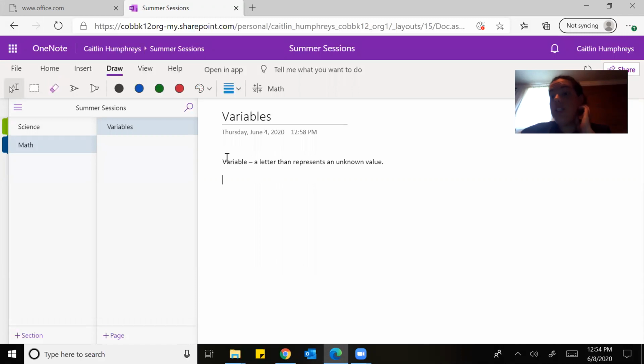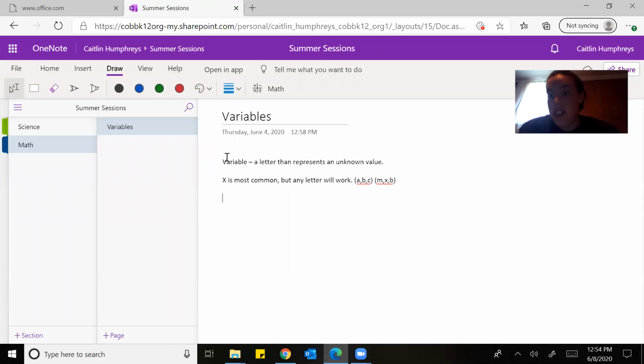So if we don't know how old Ms. Humphreys is, Ms. Humphreys' age would be X. So it's an unknown value. X is the most common, but you can use any letter. You'll see this when we get to Pythagorean. They use A, B, and C. You'll see this when we get to linear functions. You'll have M, X, and B. There's all different kinds of variables that all stand for specific things. But if it's just unknown, X is always a great way to go.